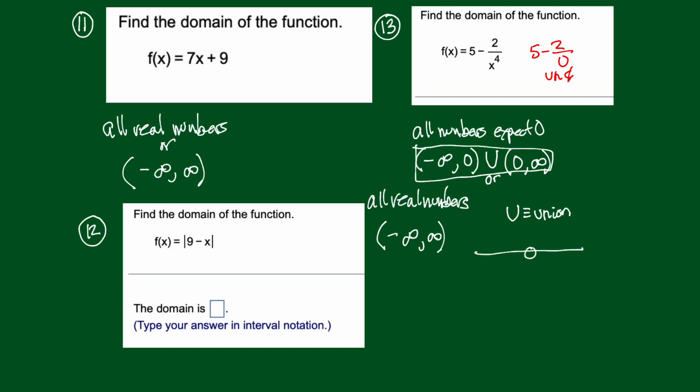All right, here's 0. So you have all of these numbers, and then you have to stop at 0. It doesn't include 0, and then you have all of these numbers. So every number in here is going to work. By work, I mean you can put it into here and compute, except 0.